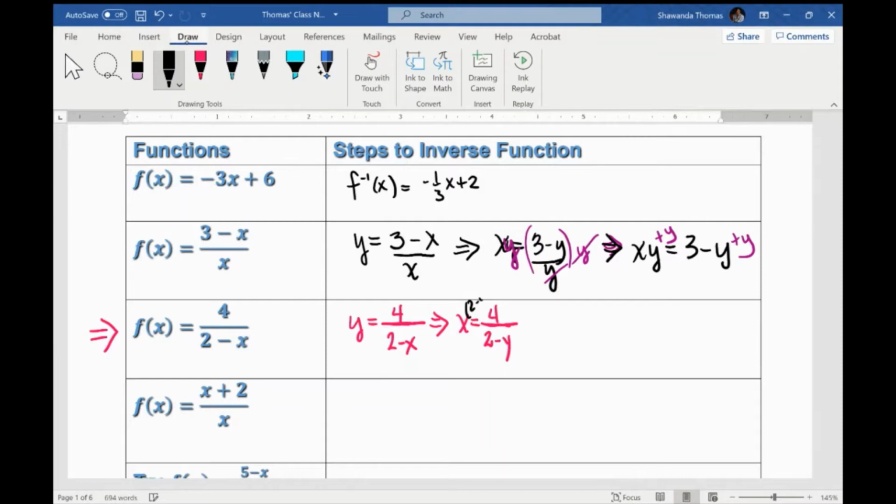Multiply both sides by 2 minus y. So 2 minus y here, 2 minus y. That cancels out the 2 minus y on the right side. All right, so now what we have is x times 2 minus y equals 4. What would you do next? What do you think? Guesses?